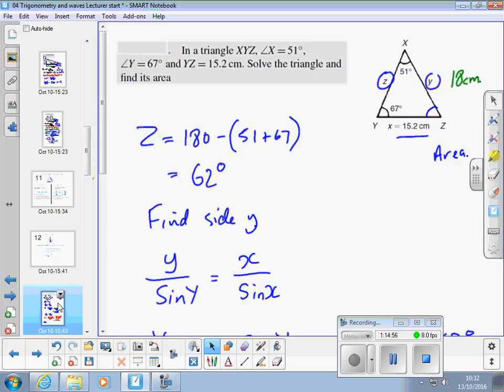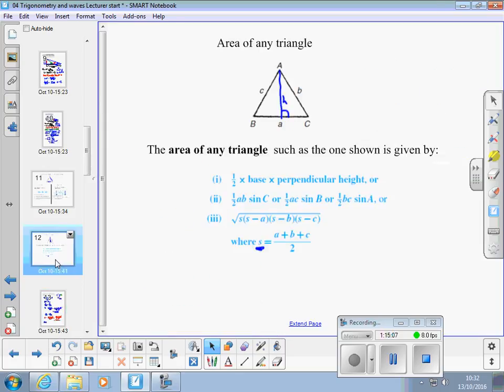You've been given one side and two angles. One side and two angles. No, you can't do it. You can't do that with just the given information, unfortunately.